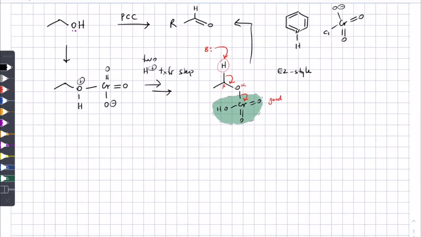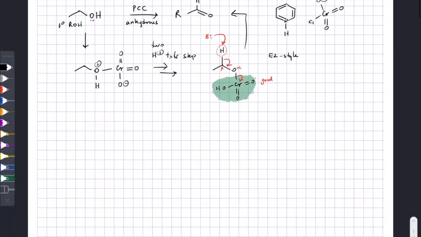And I should point out that you can use PCC in organic solvent under anhydrous conditions, which is important for what we're going to talk about next. The question was, how do we go from the primary alcohol all the way up to the carboxylic acid? Remember, the aldehyde was like on the third floor of our oxidation tower, and carboxylic acids are on the fourth floor. And it turns out the presence of water is pretty important for getting to the carboxylic acid.